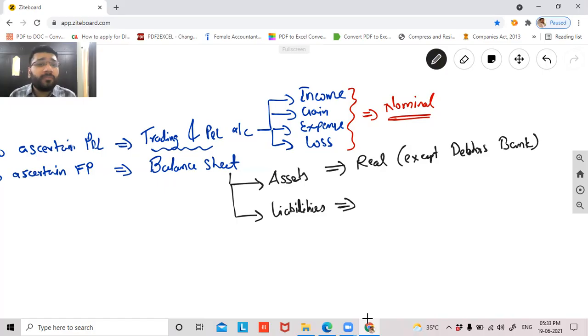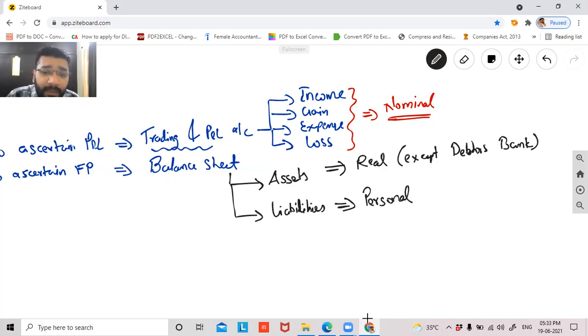Where will liabilities go? Liabilities cannot seek the help of a nominal account, because nominal says that I look after only income, gain, expense, loss, so I'll help them only. Liabilities cannot seek the help of a real account either, because real account says that I look after only assets, so I'll help them only. So where will liability go? Liability will look up to personal.